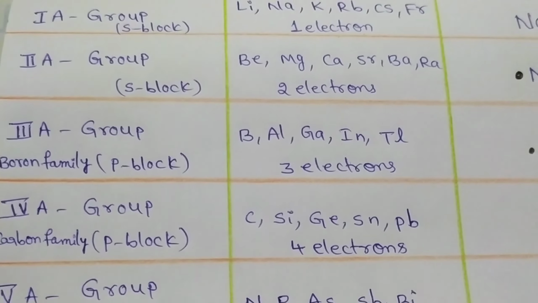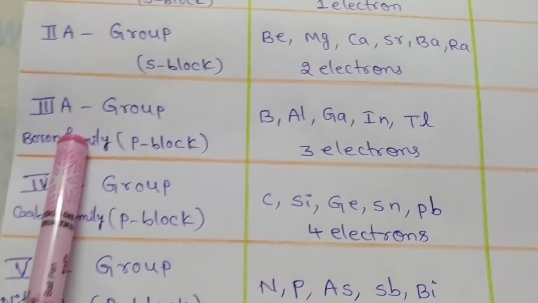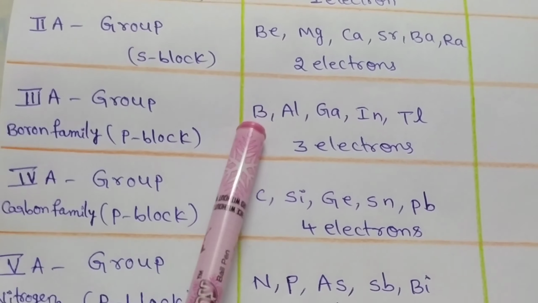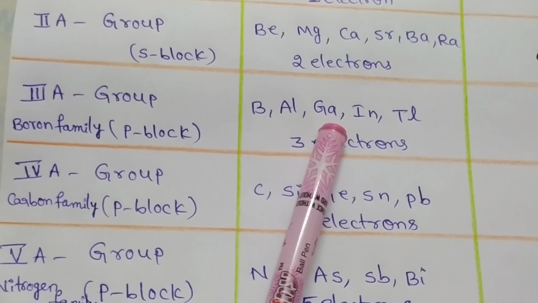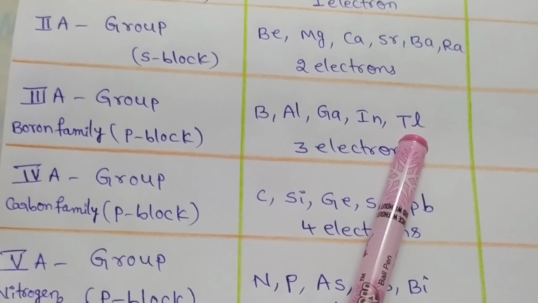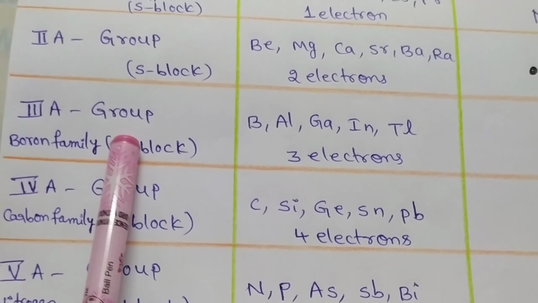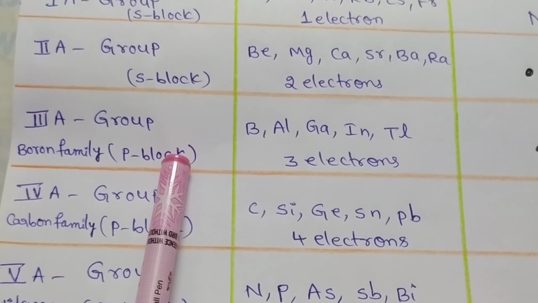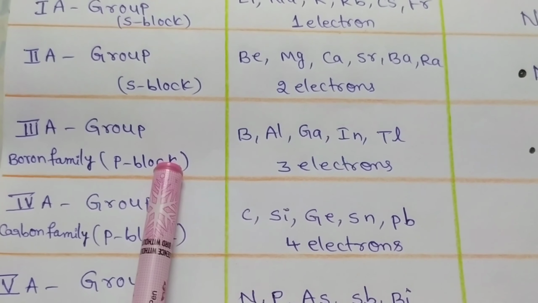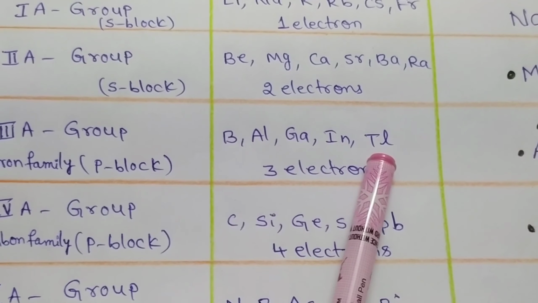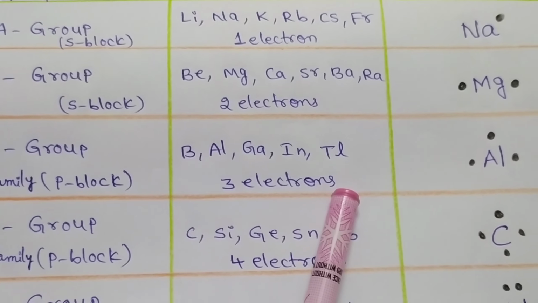Now we can discuss third A group elements. The third A group elements are boron, aluminium, gallium, indium and thallium. Third A group elements contain 3 electrons in their outermost shell, so these elements contain 3 valence electrons.